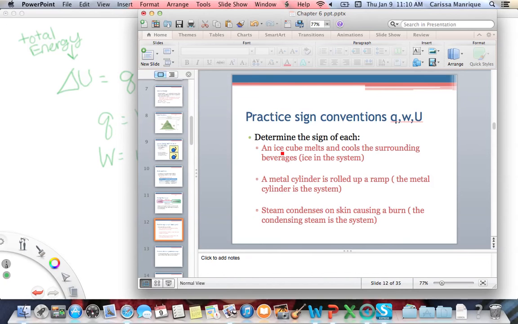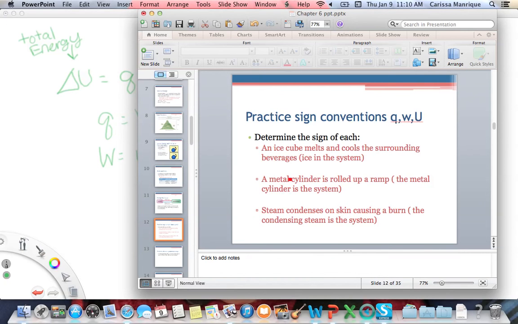But let's look at this. An ice cube melts and cools the surrounding beverages. So ice is our system. Don't look at everything else, we're only looking at ice. Ice melts. Does ice need heat to melt? Yes. So it's going to gain heat to melt. So that's positive. Q would be positive here.